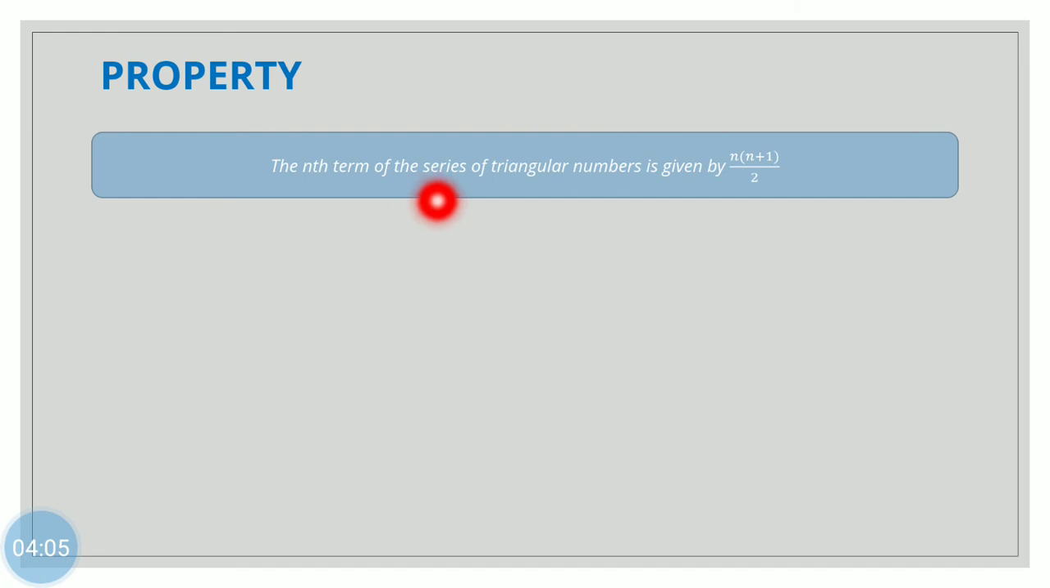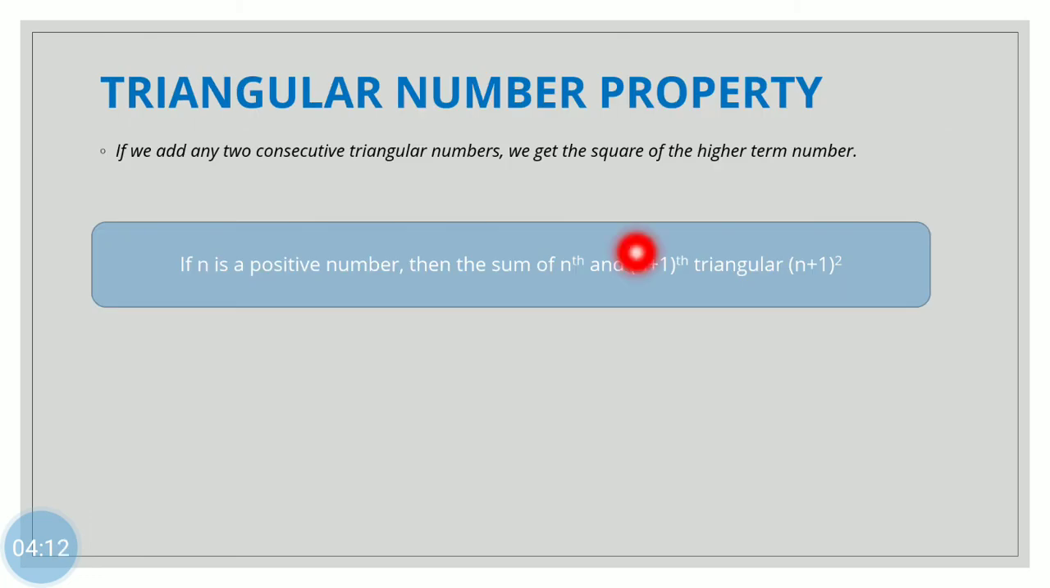The nth term of the series of triangular numbers is given by n(n+1) upon 2. Triangular number property. If we add any two consecutive triangular numbers, we get the square of the higher term number. If n is a positive number, then the sum of the nth and (n+1)th triangular numbers is (n+1) the whole square.